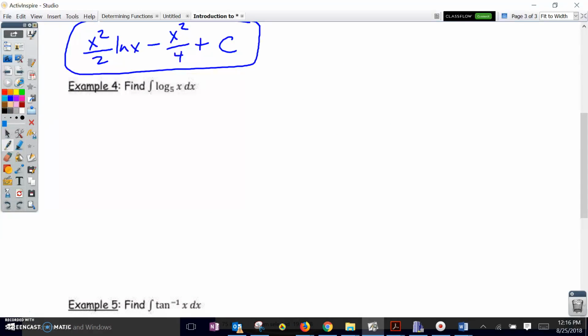Now in this one, I only have one function. I have a logarithmic function. So the way we're going to treat this is the logarithmic function is going to be our u, and the dv is going to be the polynomial, which in this case is just 1. And so there's our u and our dv. And then we find du.